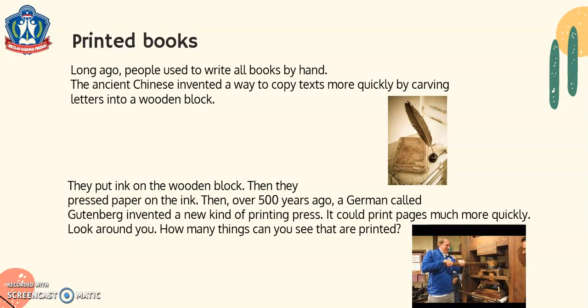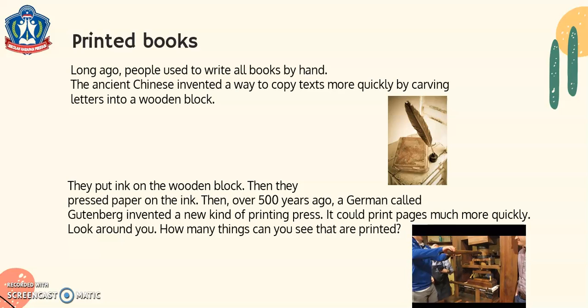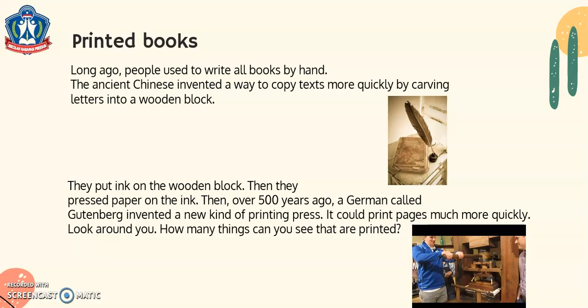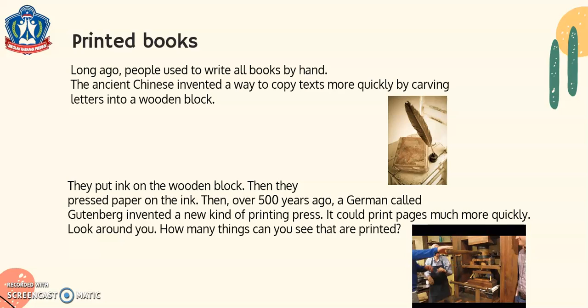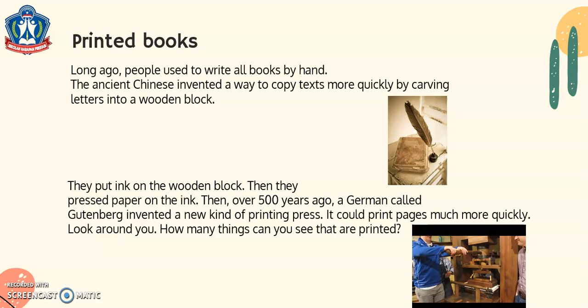Then over 500 years ago, a German called Gutenberg invented a new kind of printing press. It could print pages much more quickly. Look around you. How many things can you see that are printed?